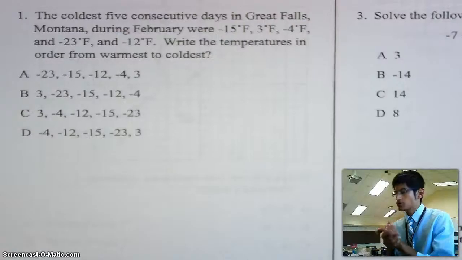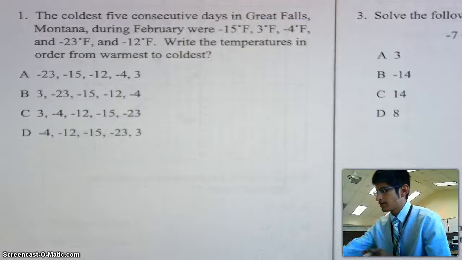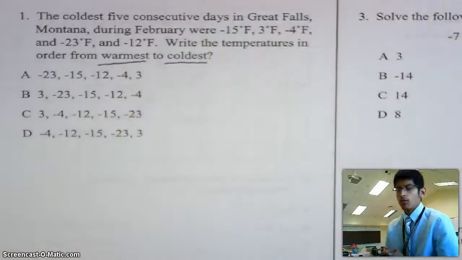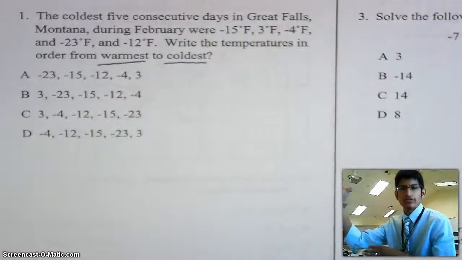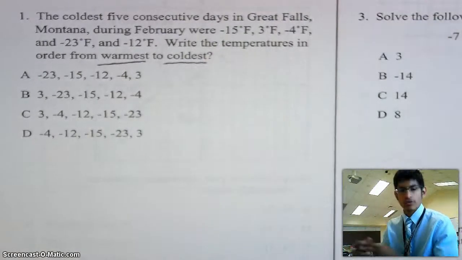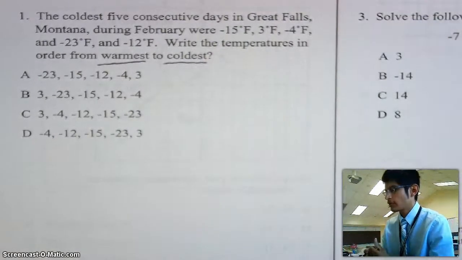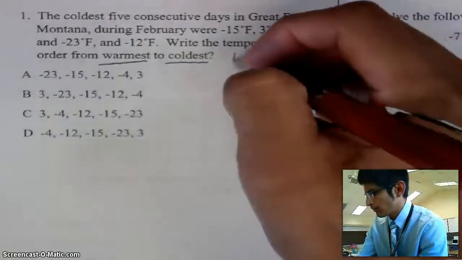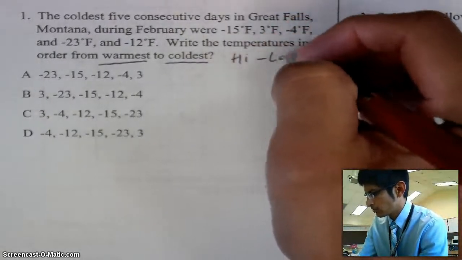All right, so here we go. Question number 1. They want you to write the temperatures in order from warmest to coldest. So warmest numbers are going to be positive, and the coldest numbers will be negative. So they really want you to go from highest to lowest. So you want to go from high to low.